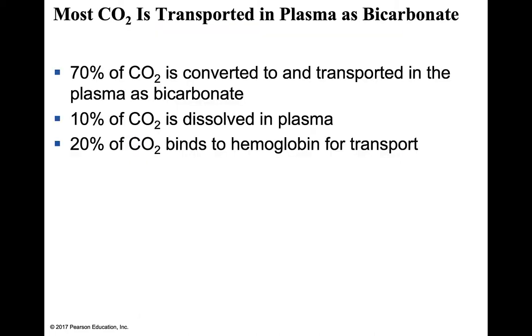Now CO2 is a little bit more difficult. It can be dissolved because it has a greater solubility coefficient than oxygen does. So you're going to find about 10% of total CO2 dissolved in plasma. About 20% of CO2 can bind to hemoglobin. It will bind to the non-iron part of the hemoglobin molecule for transport. And then the majority of it, 70%, is converted into bicarbonate, and that's how it's going to be transported. That plays a very important role because bicarbonate ion acts as a very potent blood buffer.